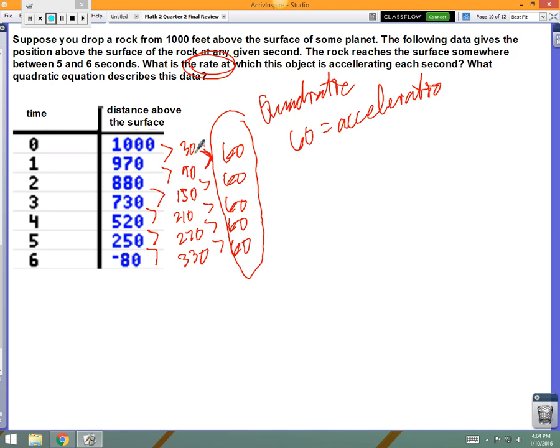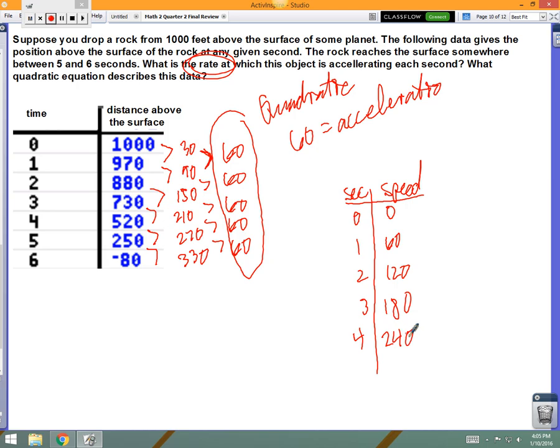So let's kind of go backwards. Now you got to remember, this is going from 1,000 feet falling to the surface. So let's just look at this is seconds and this is speed. So 0, that object is going to be 0. 1, it's going to be 60. 2, it's going to be 120. 3, it's going to be 180. 4, that object's going to be going 245. It's going to be going 300.